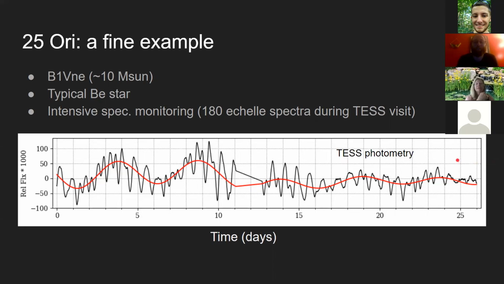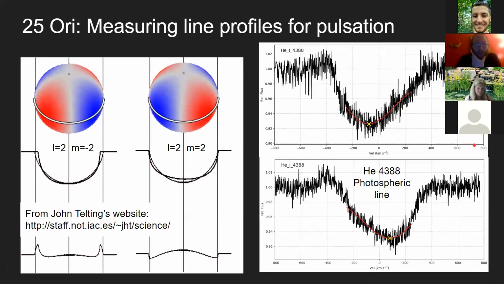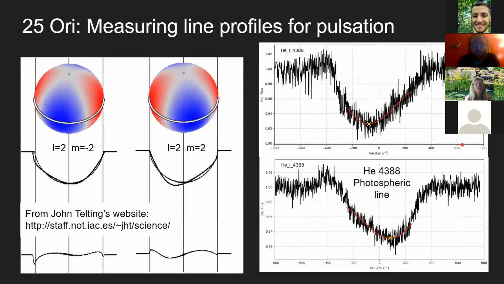So to look at this a little further, I'll talk about one example of a pretty typical BE star, 25-4. We've already seen its light curve, so we're kind of familiar with the system. In this star, I also observed it with spectra pretty intensively over its TESS baseline, getting about 180 spectra over this 1 month. And first, we'll just look at the pulsational information in these spectra.